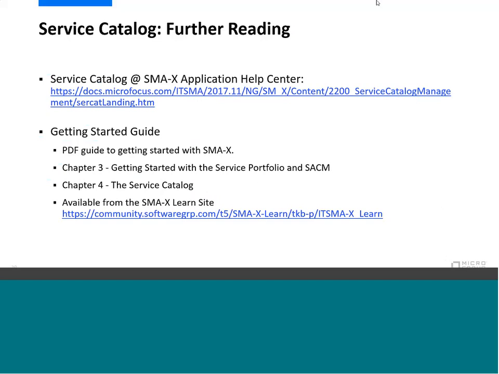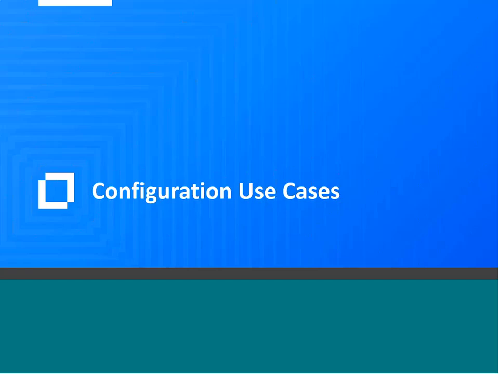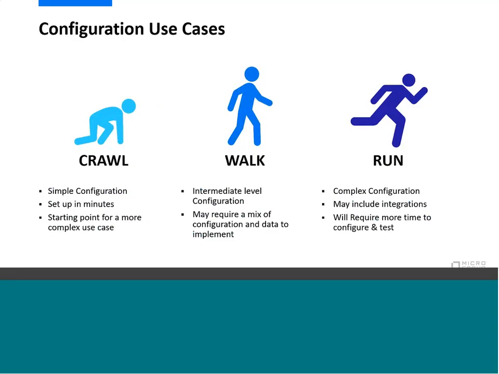Okay, so lots of talking, talked a lot of topics, a lot of listening. So now let's go and look at our use cases. As we talked about in our last session, we've split our use cases into 3, crawl, walk and run. So crawl, we're looking at simple configuration, things that you can set up quite quickly, but it's a starting point for you to do a more complex use case. Walk is where we've got a little bit more effort involved, maybe some expression language to understand, and it might also need some configuration and data to actually implement it.